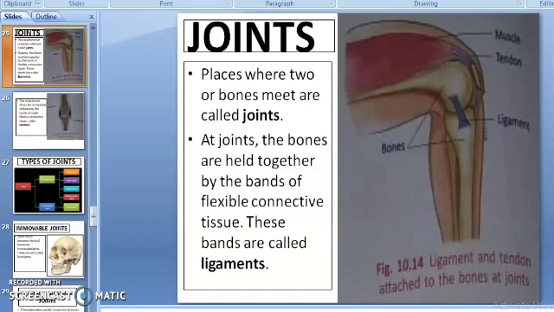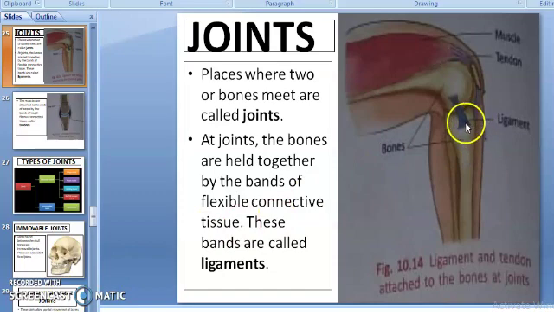Bones are rigid, they cannot be bent except where 2 bones are joined together, and the places where 2 or more bones meet are called joints. Joints allow body movements like bending, rotation of limbs, bending of back, sideways movement of neck. At joints, the bones are held together by bands of flexible connective tissues. And these bands are called ligaments.